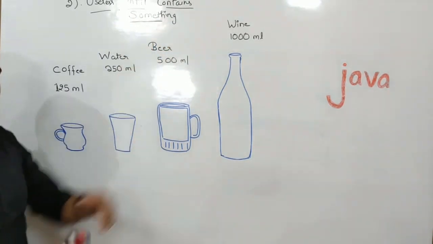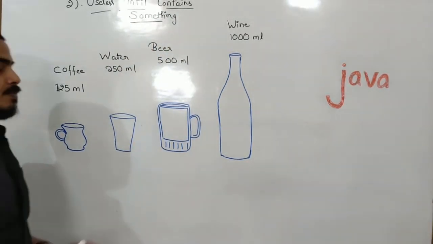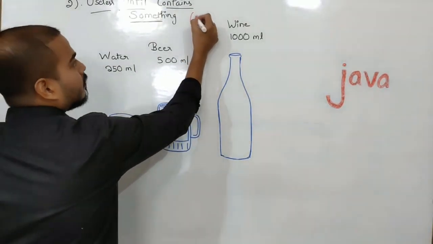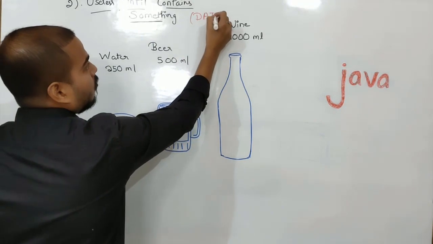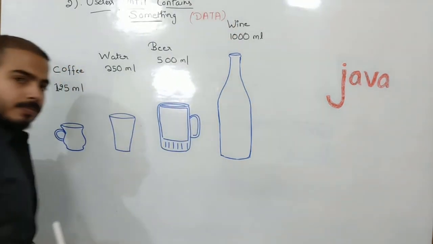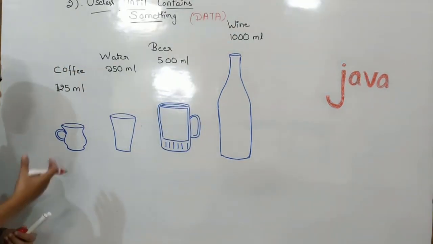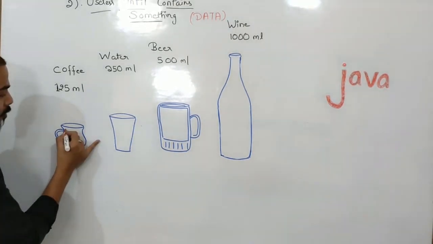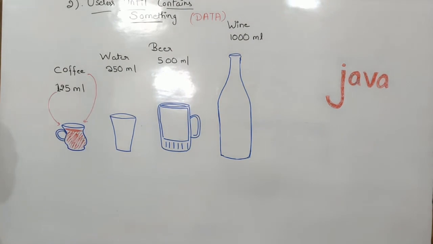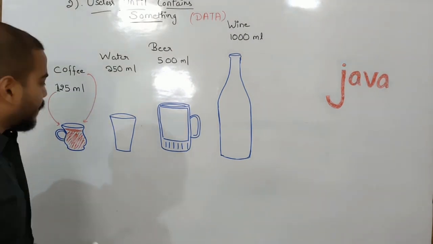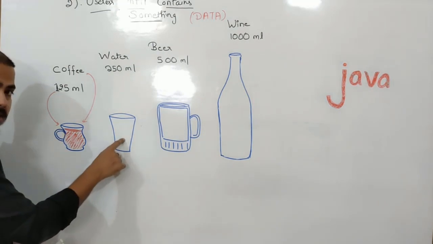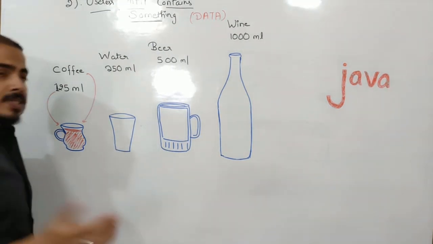Now the second point says a container is useless until it contains something. Now what is that something? That something is basically your data. During the initial state, this particular cup is empty, as you can see, but now I'm going to fill it with coffee. Now the real question is whether you can fill this coffee into this container, and the answer is yes.